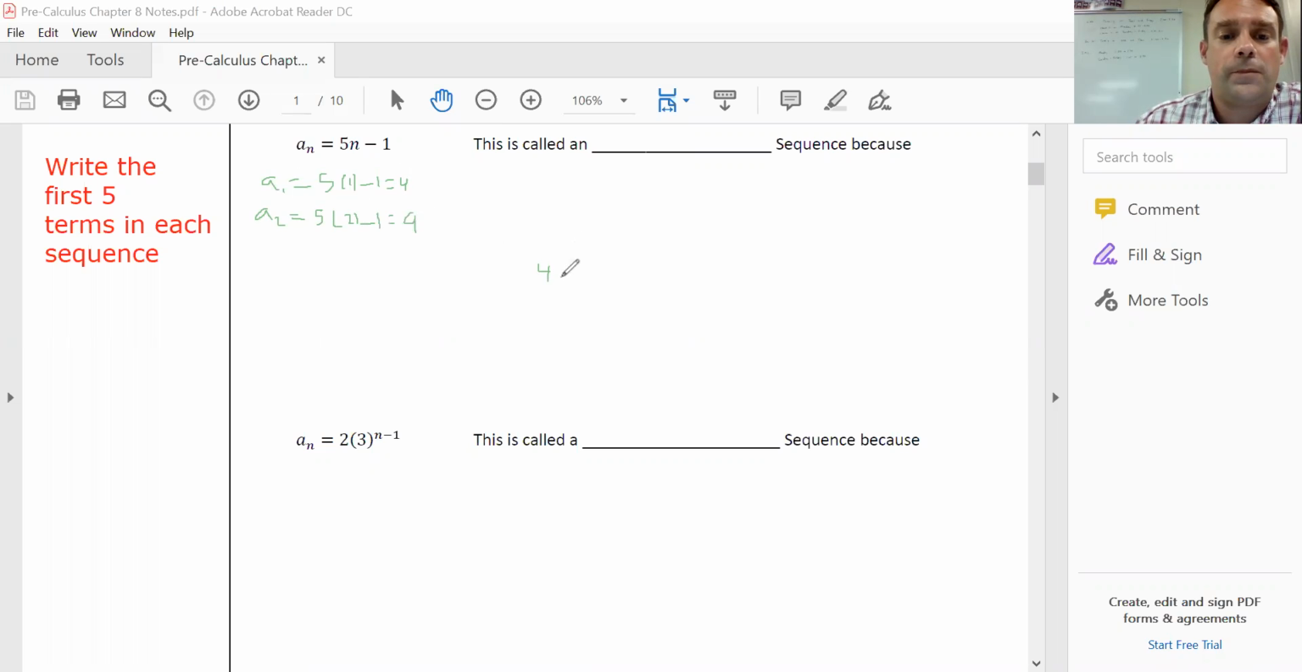And if you notice, this particular one looks a lot like y equals mx plus b. It's very similar to that. We'll probably talk about that in the next day or so. So 15 minus 1 would be 14. There's our third term. A sub 4. So 5 times 4 minus 1. That would be 19.